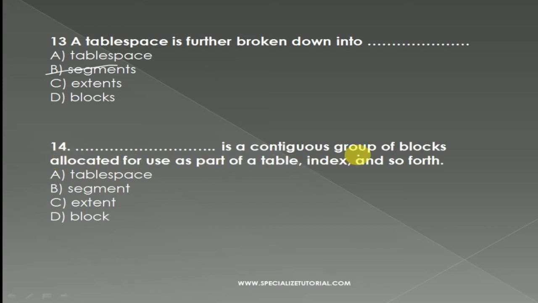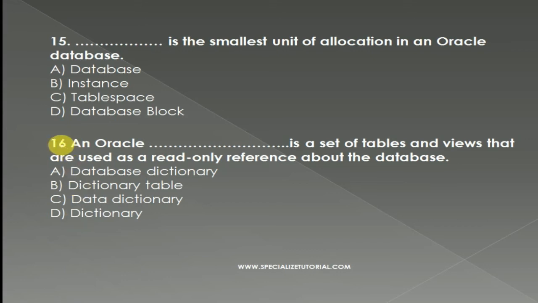This is the contiguous group of blocks allocated for the use of a part of a table, index and so forth. Options are table space, segment, extent and block. So obviously the answer is extent. An extent is a contiguous group of blocks allocated for the use of a part of a table, index and so forth. C is the right answer, the extent. Now take question number 15.